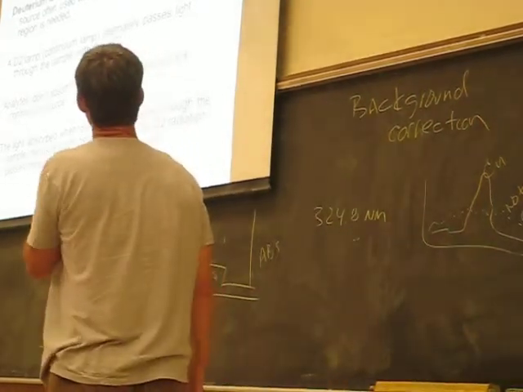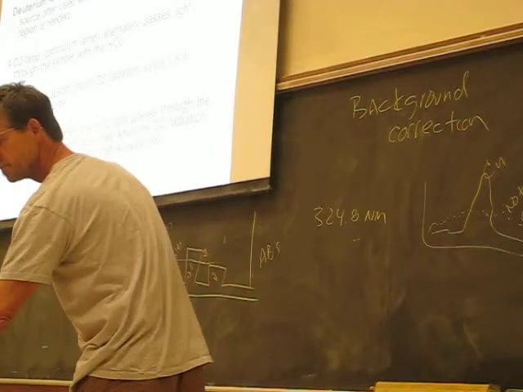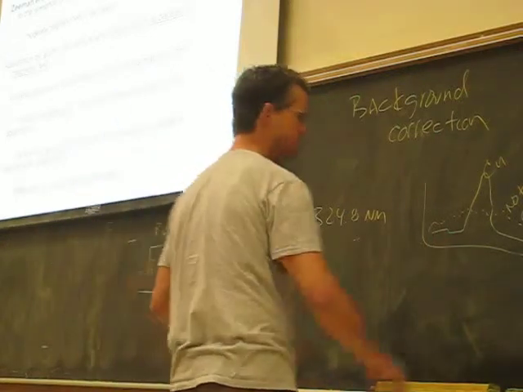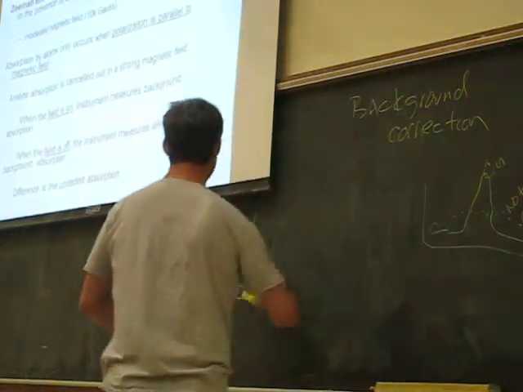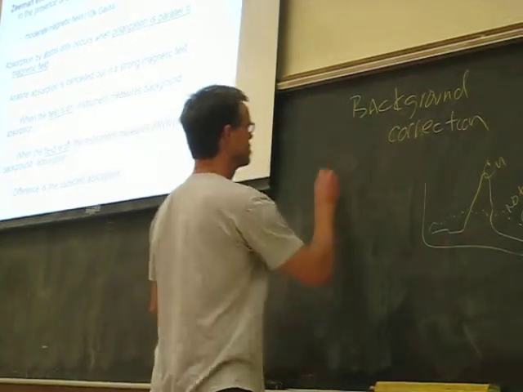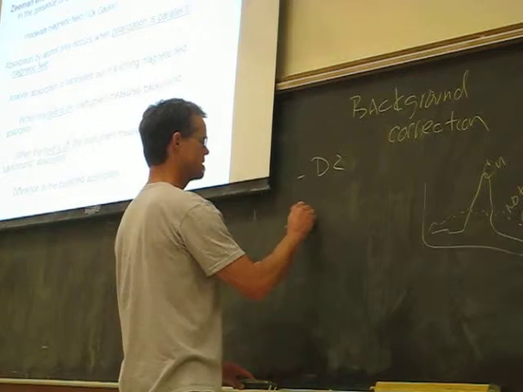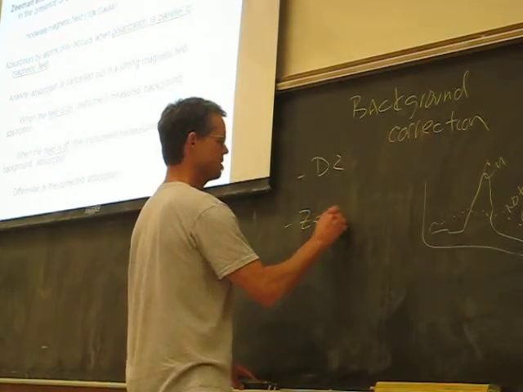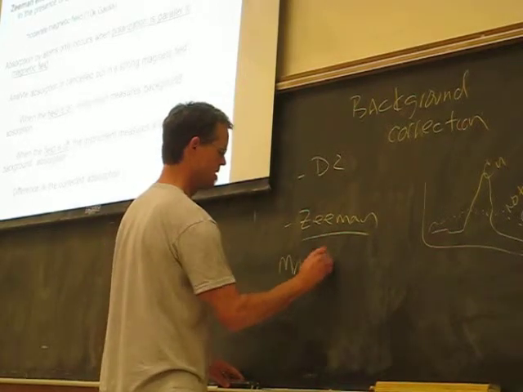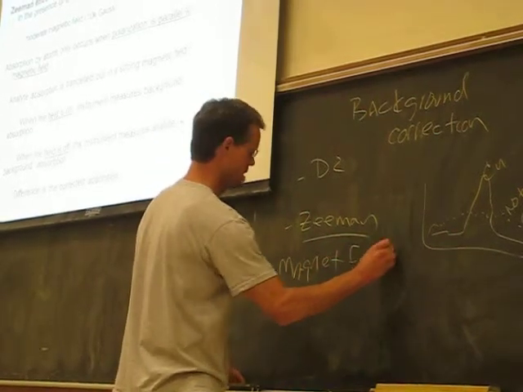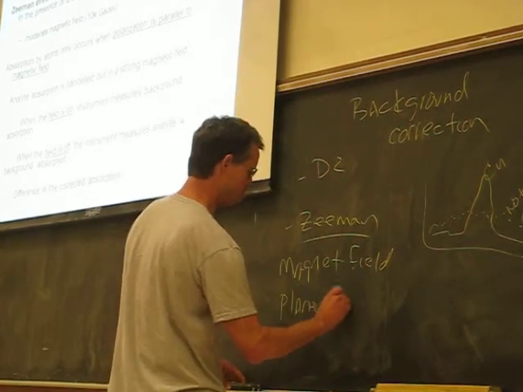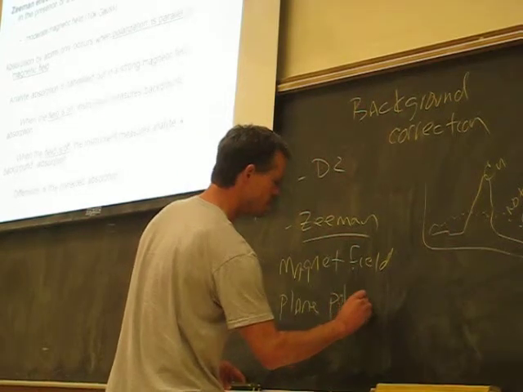The other way to do it is to use a far more sophisticated approach, which we just talked about, called Zeeman background correction. Zeeman background correction works by using a magnetic field. So there's the D2 form and there's the Zeeman form of background correction. It uses a magnetic field and a plane polarized atomizer.